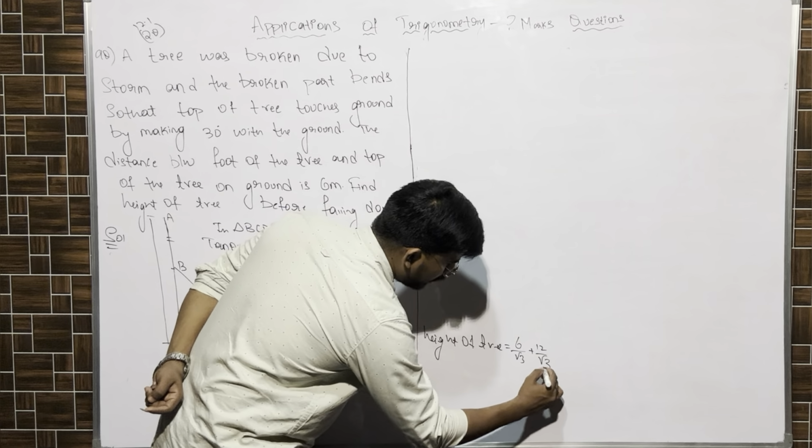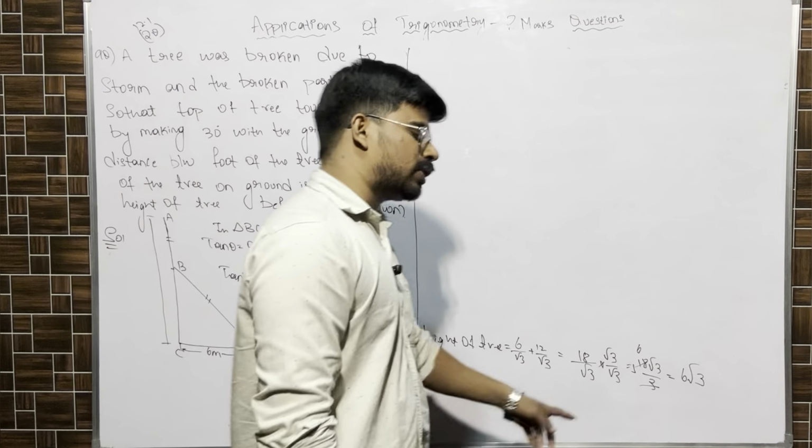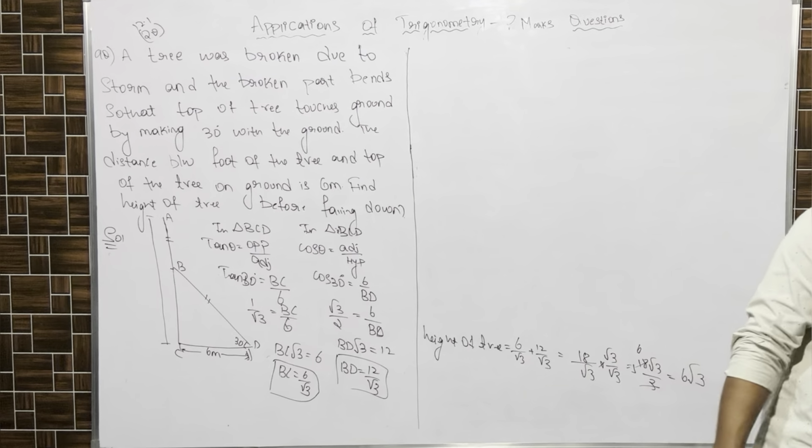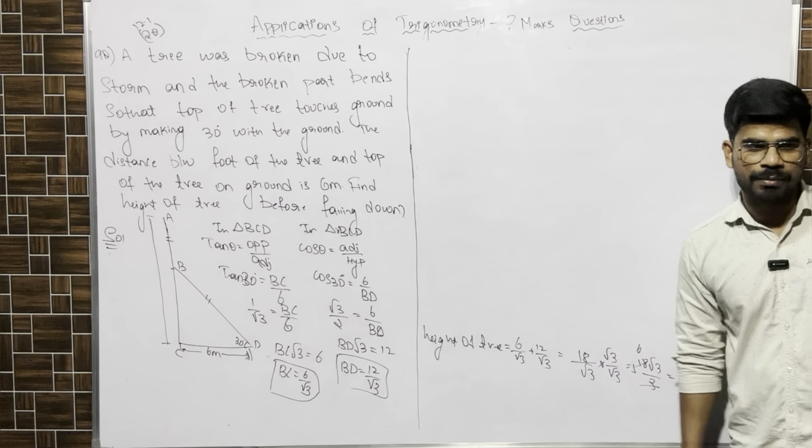Or if you want to go even further, you can put 1.732 in place of root 3 and multiply that by 6. You will get the decimal answer, which is nothing but the height of the tree before falling down. Clear? Copy this question.